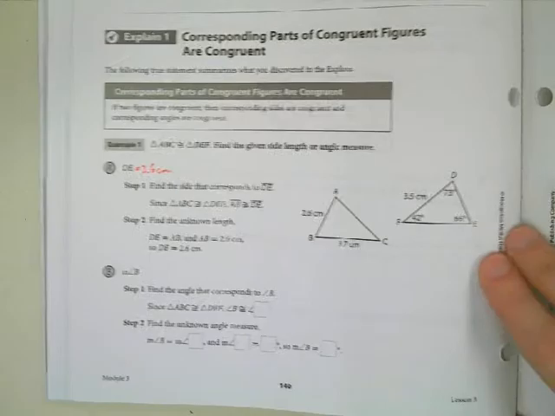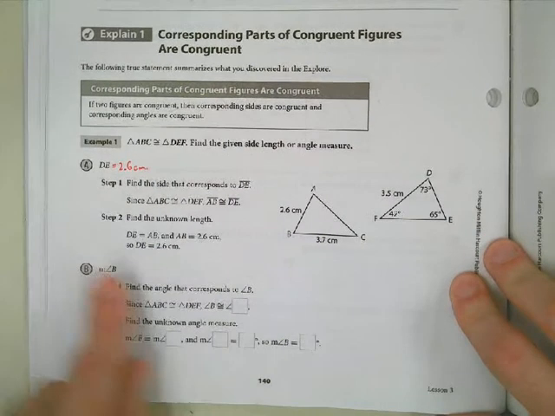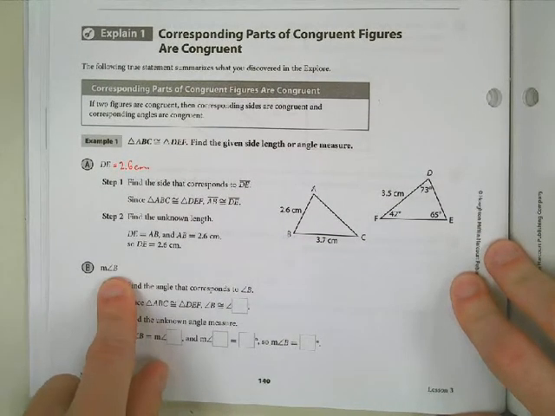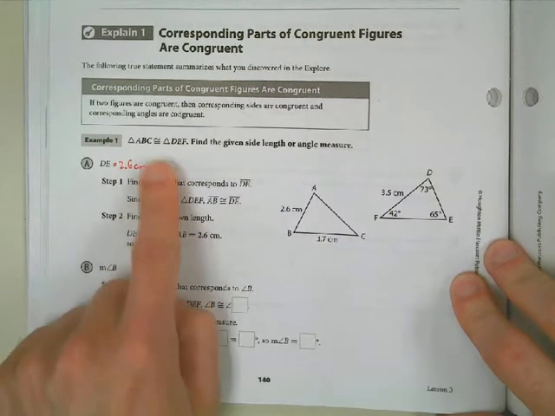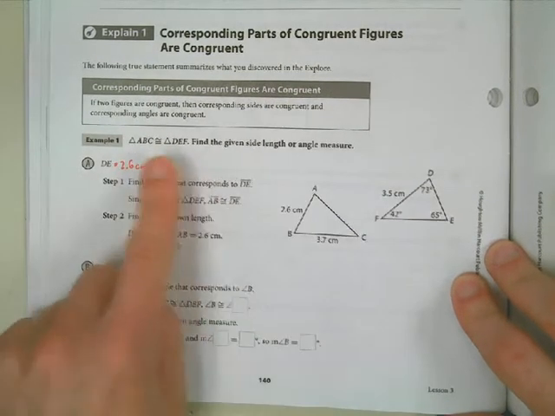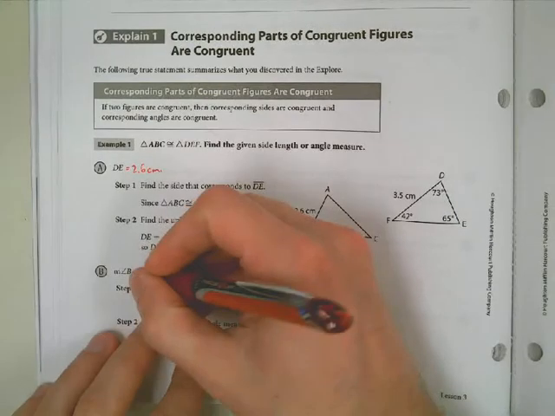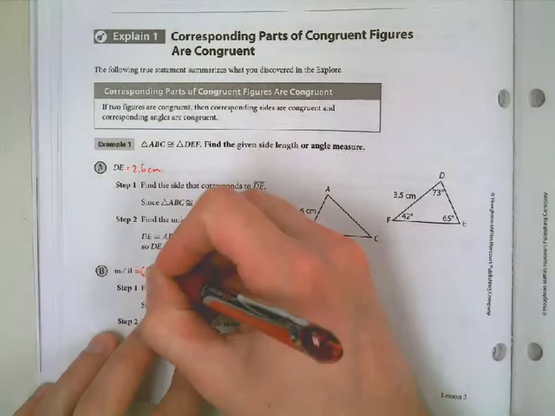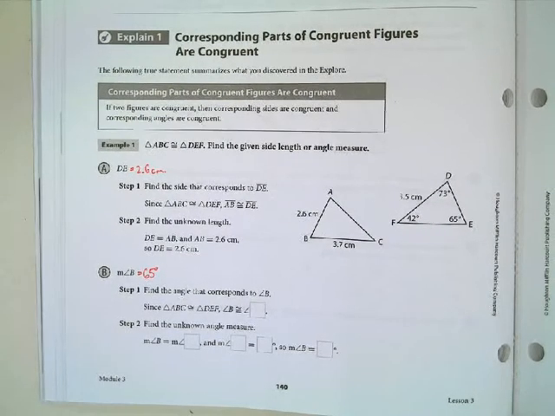Let's see here, the measure of angle B. Well, what do we know angle B has to match up with in the other triangle? Angle E. So, 65 degrees. Super simple, super straightforward. Not bad at all, right?